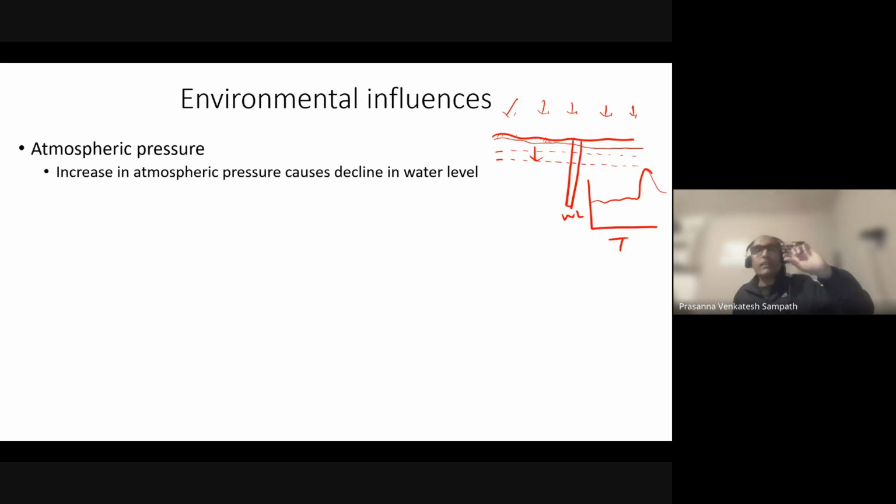It is only because the water level sensor in the well is only measuring the pressure of water. It's not measuring water level, it is measuring the pressure of water. The water level is not rising, it's just the pressure that is rising.